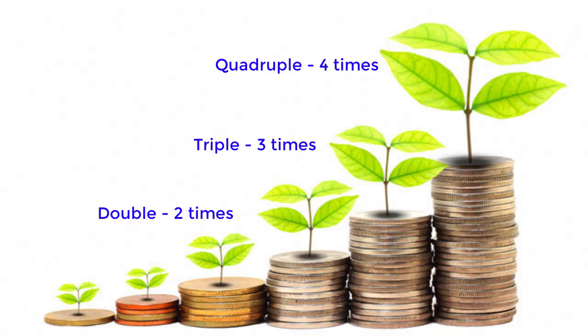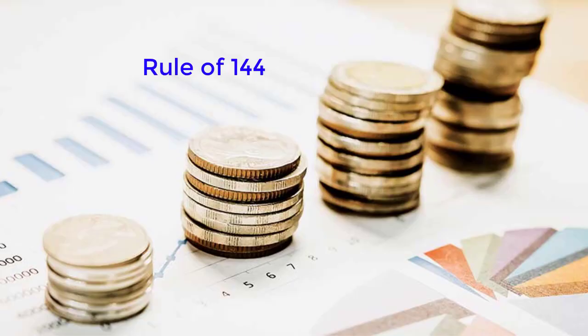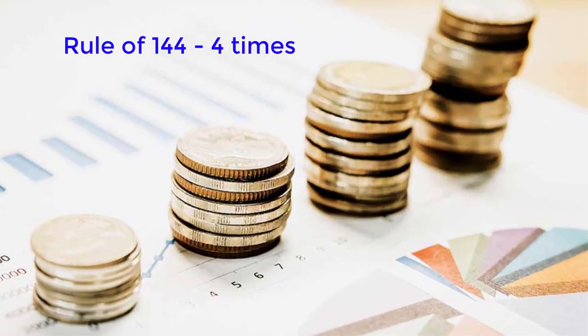Now, is there any rule for making our investment 3 times or 4 times? Shall we see that? Rule of 114 and 144. These compounding rules are derived from the rule of 72. The rule of 114 is used to estimate the time for the amount to be tripled, and the rule of 144 is used to calculate the time for the investment to become 4 times.